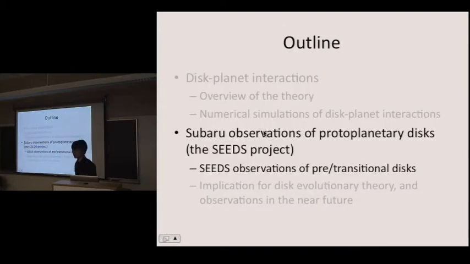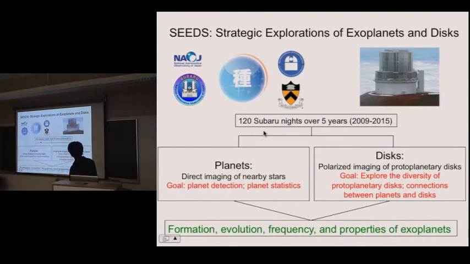All right, so I finished the theory part of my work, and I'm moving on to the observational part. Observationally, I am working in the SEEDS collaboration, which is the Strategic Exploration of Exoplanets and Disks. It is carried out mainly by three institutes: NAOJ in Japan, Max Planck in Germany, and Princeton. This project uses 120 nights over a period of 5 years on Subaru. The project does high contrast imaging, basically taking direct images of planets and disks.